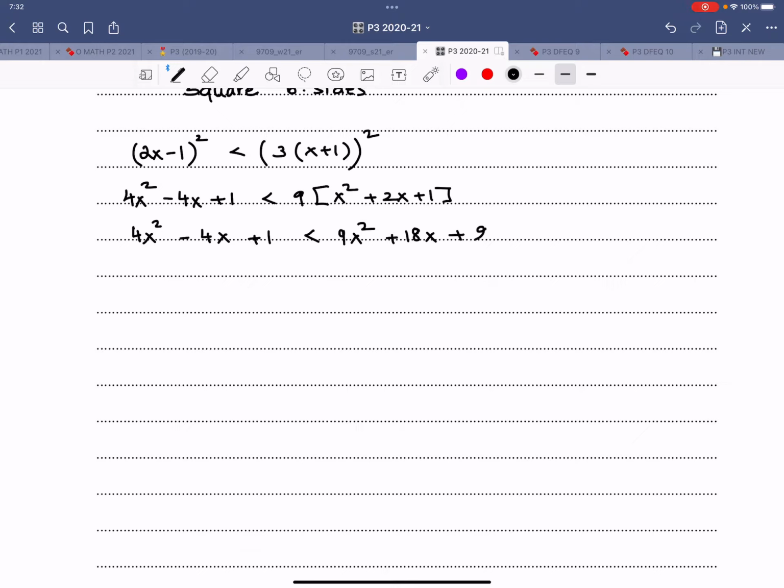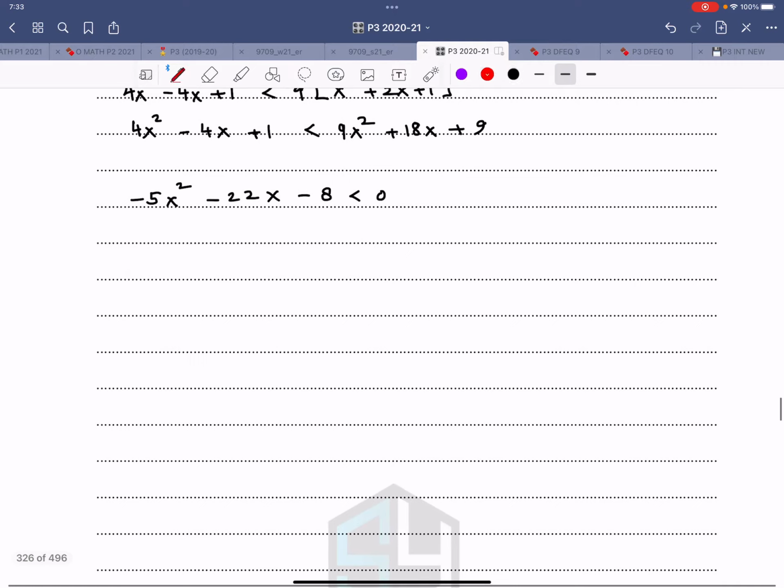Transfer everything to the left. 4 minus 9 is minus 5x squared. Minus 4 minus 18, that is minus 22x. 1 minus 9 is negative 8, less than 0. Multiply with a negative sign, so this is 5x squared plus 22x plus 8 is greater than 0.